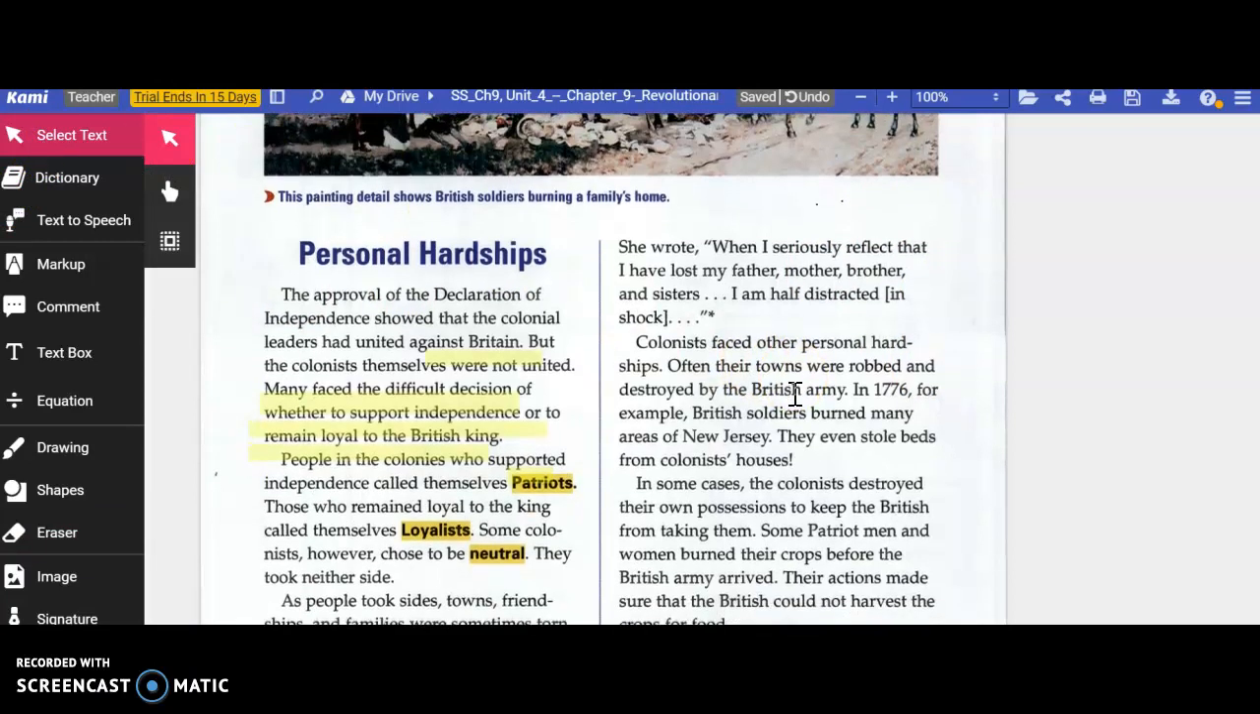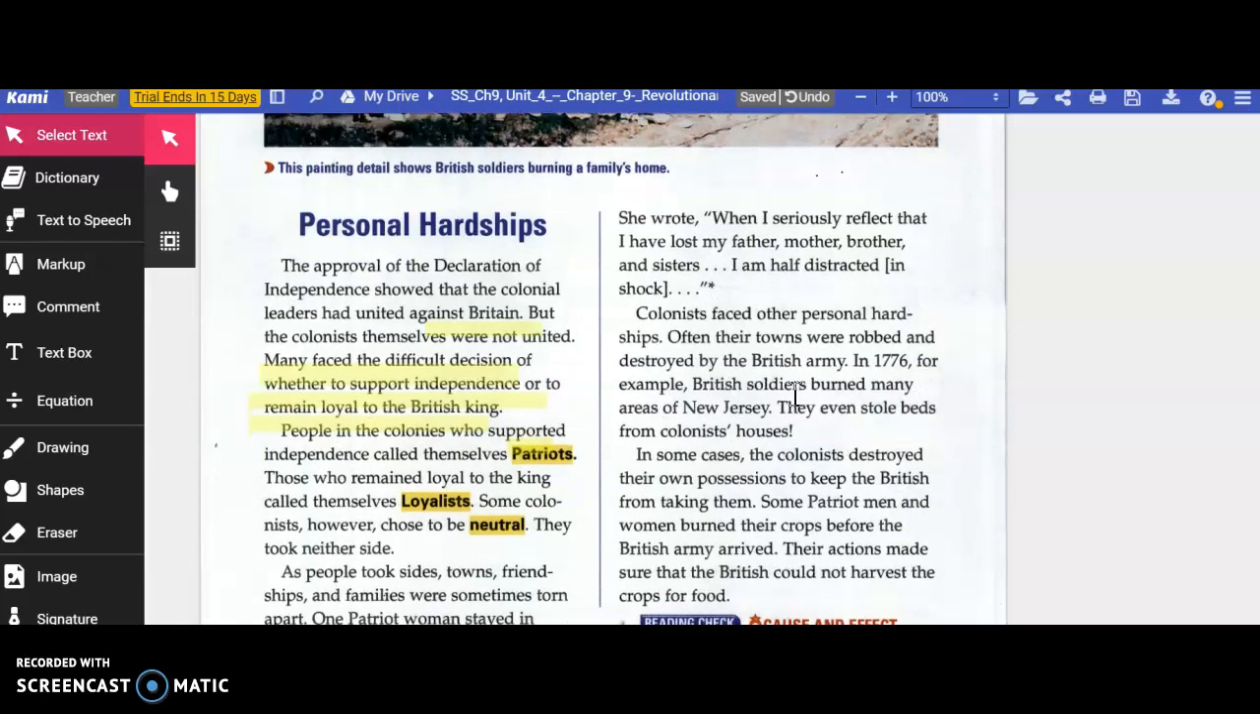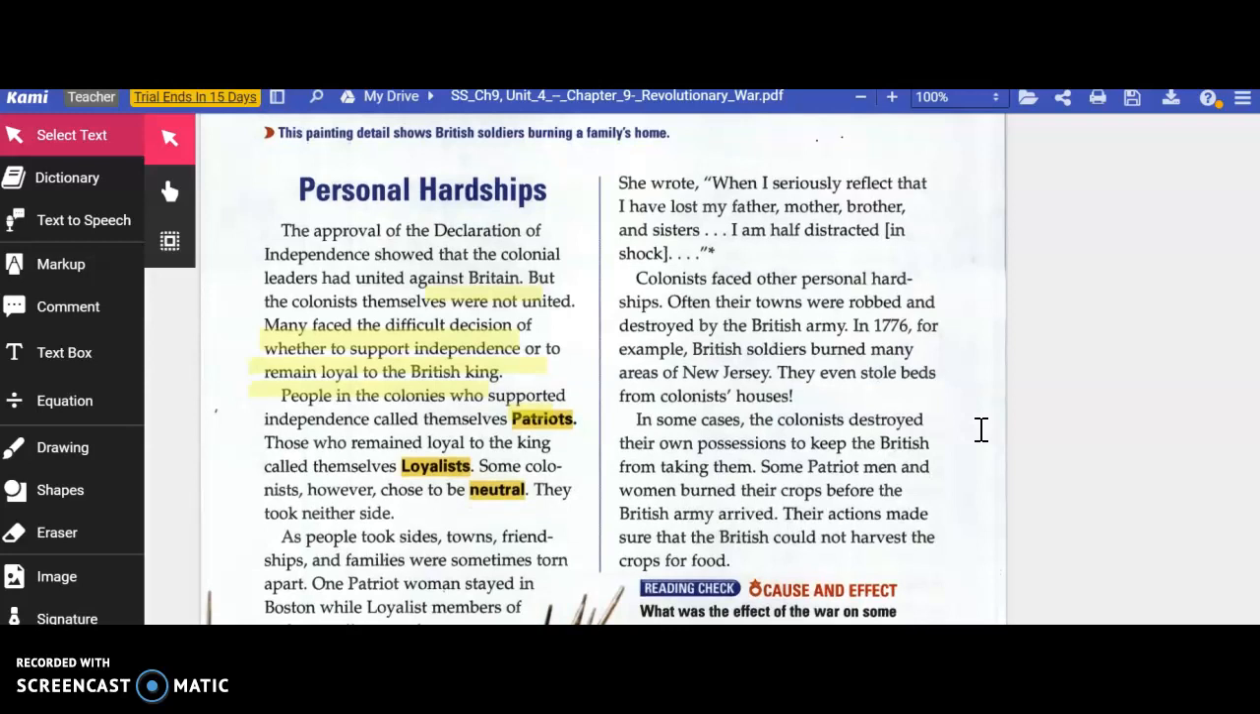Colonists faced other personal hardships. Often their towns were robbed and destroyed by the British Army. In 1776, for example, British soldiers burned many areas of New Jersey. They even stole beds from colonist houses. In some cases, the colonists destroyed their own possessions to keep the British from taking them. Some patriot men and women burned their crops, the plants that they're growing, whether they were cash crops or food crops. They burned their own crops before the British Army arrived. Their actions made sure that the British could not harvest the crops for food.